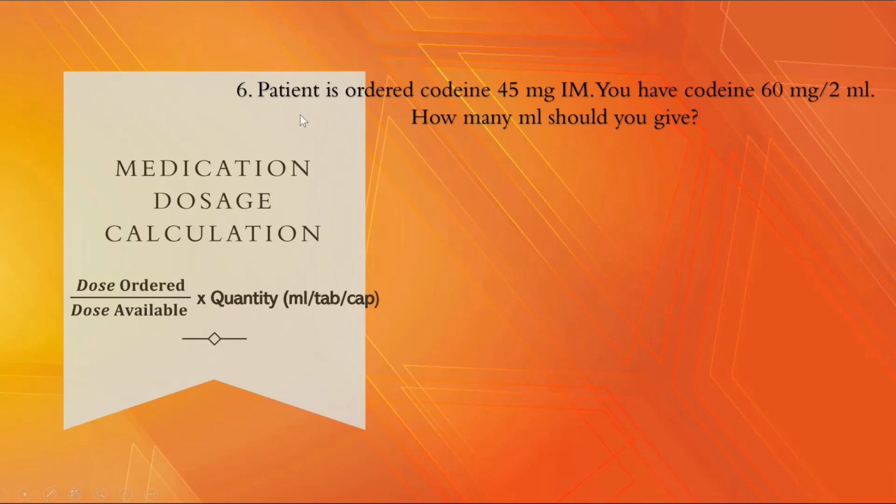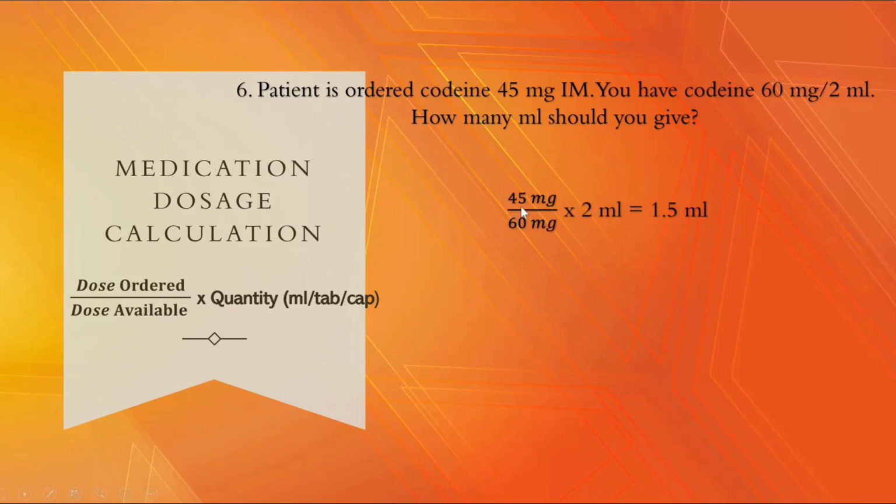Sixth question. A patient is ordered codeine 45 milligram IM. So 45 milligram is the dose ordered. You have codeine 60 milligram per 2 ml. So that's the dose available. That is 60 milligram and the quantity is 2 ml. So how many ml should you give?